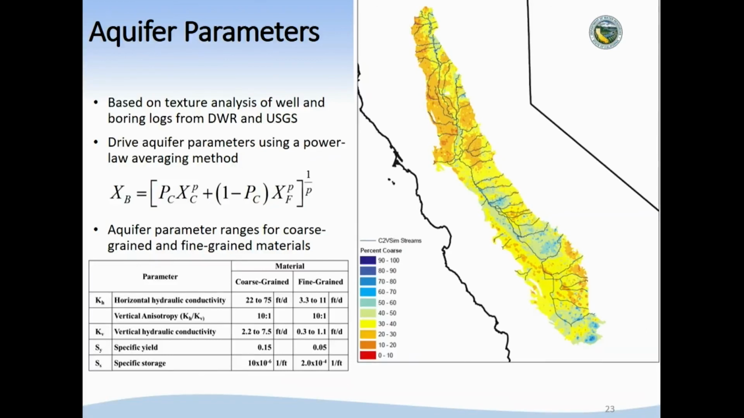Basically, Linda and Tim used texture analysis to analyze well logs and boring logs from DWR and USGS. They came up with a power law averaging equation to define aquifer parameters based on representative aquifer parameters for coarse and fine-grained materials. There's a table here that shows the range of aquifer parameters that were defined for both the SVSIM and C2VSim models.